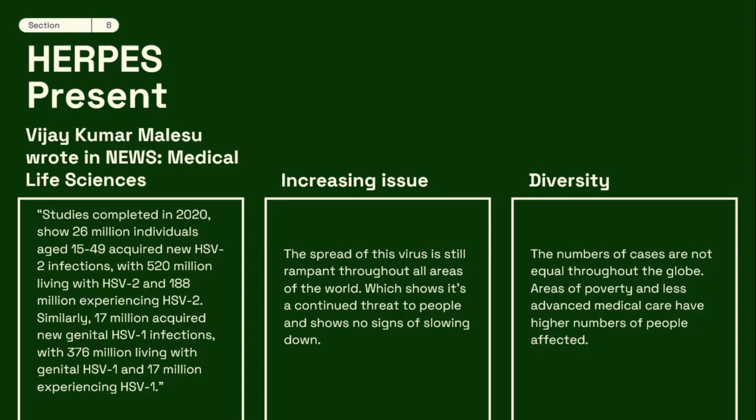17 million acquired new genital HSV1 infections, while 376 million are living with genital HSV1 and 17 million are experiencing HSV1. I just wanted to point out that 2020 was not that long ago, and we're still having millions and millions of people affected by this virus. The spread of this virus is still very rampant throughout all areas of the world, which shows it's a continued threat to people and shows no signs of slowing down.